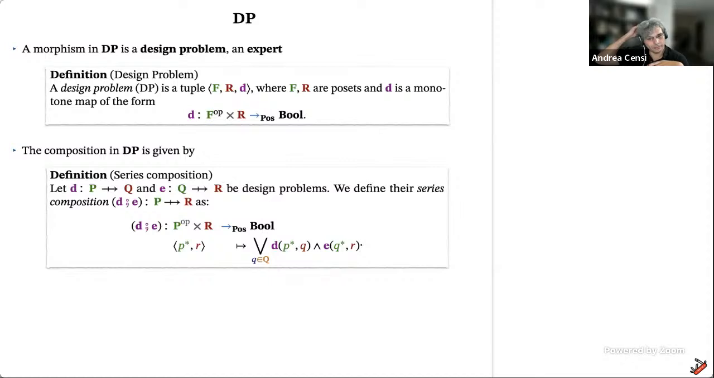Now, I'll give you another example. This is actually the category that David was talking about in the introduction. He likes to call it Boolean profunctors. I like to call it DP, for design problems. Now, a design problem is a tuple of two posets and a monotone map, which is a profunctor. And composition, if you have two of them, you can put them in series, and it turns out that you just take the or over the common element.